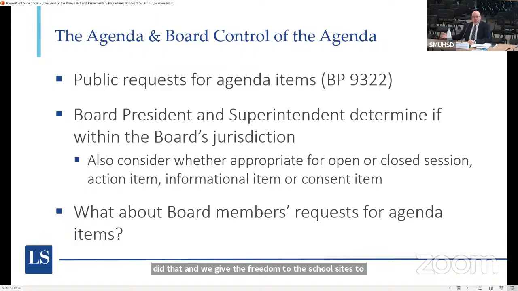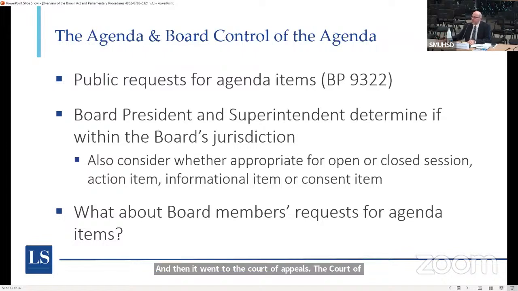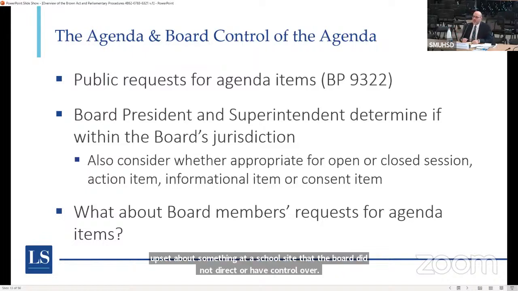And this group of parents were not happy, so they sued. And it went to the trial court and the trial court said, yeah, this wasn't in the board's jurisdiction. And then it went to the Court of Appeals. The Court of Appeals said not in the district's jurisdiction, which set a roadmap for all the other school districts to deal with these issues sometimes. If somebody's upset about something at a school site that the board did not direct or have control over, it's not necessarily within your subject matter jurisdiction.